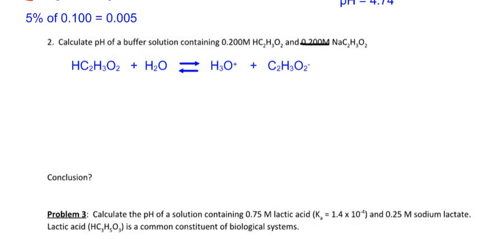Okay, now let's go on to number 2. All right, so calculate the pH of a buffer containing 0.200 molar of acetic acid. And can you do me a favor? Make this 0.100 again.